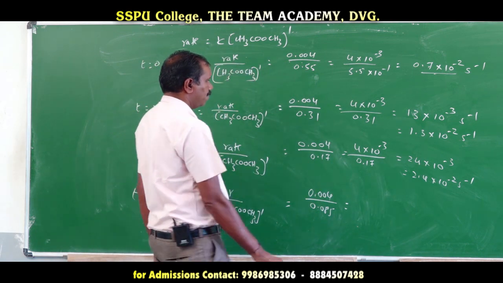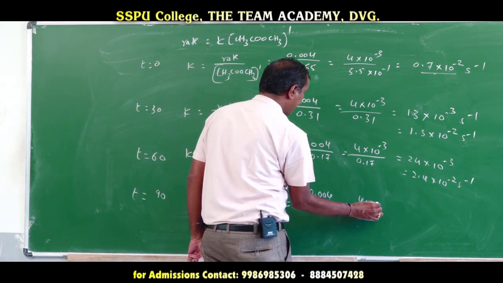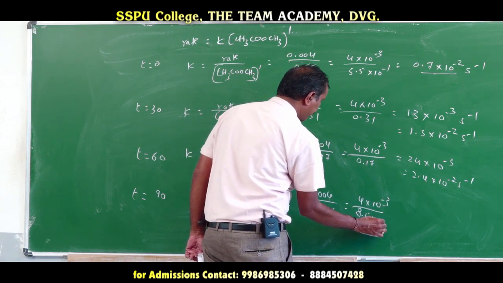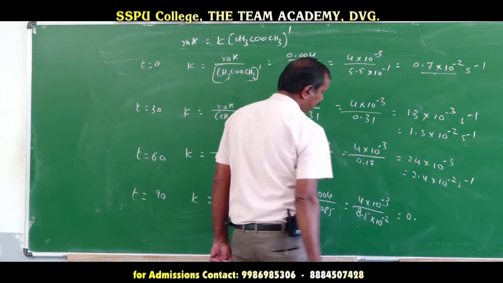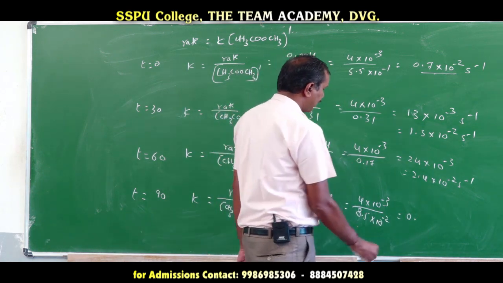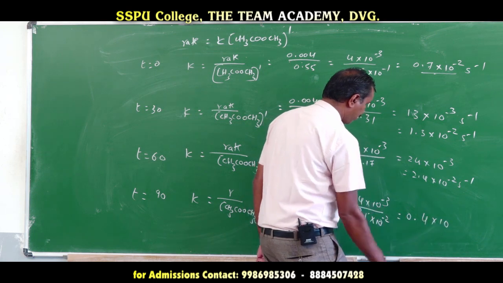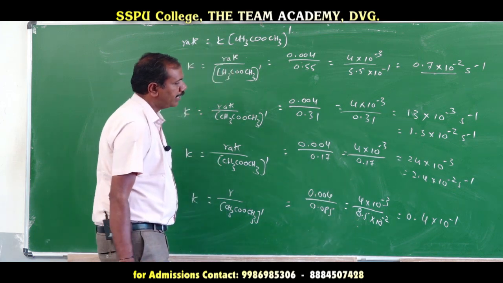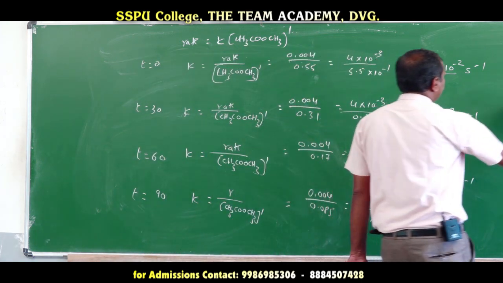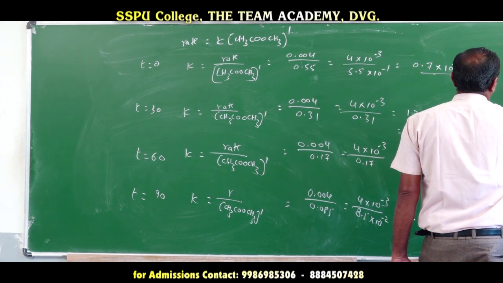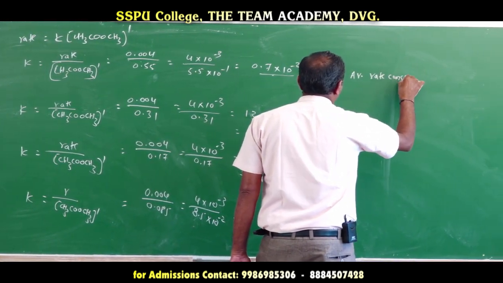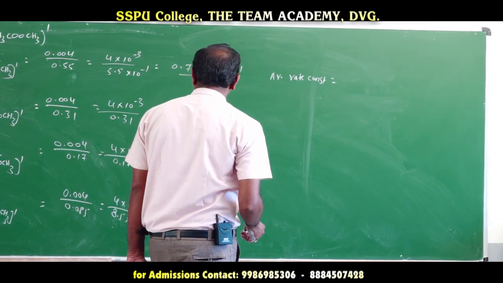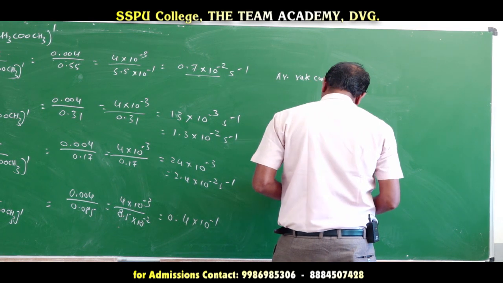Okay, that is 4 into 10 to the power of minus 3 by 8.5 into 10 to the power of minus 2. 0.40 by 8.5, nearly 4 into 10 to the power of minus 1. Okay, so the average rate constant is calculated by adding all those, divided by 4.